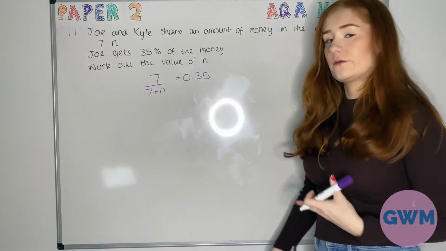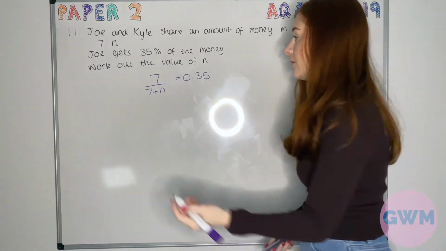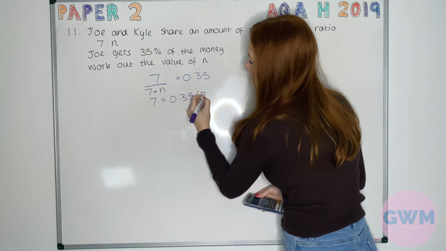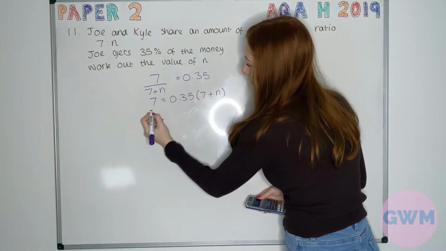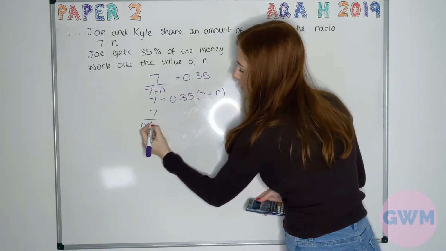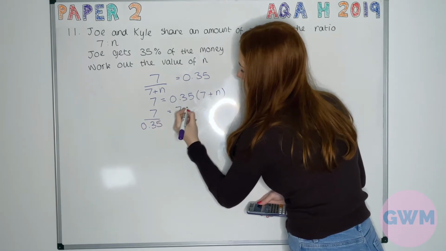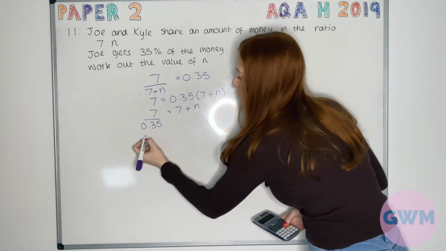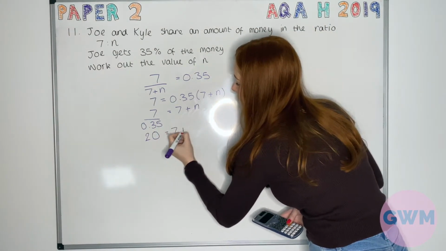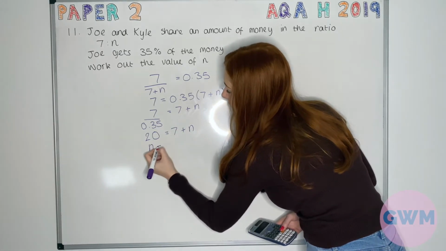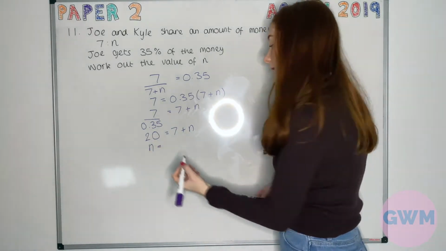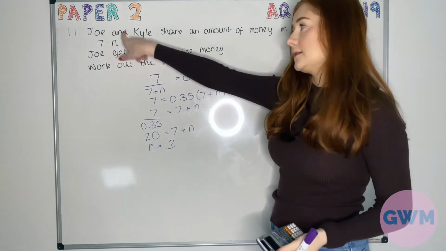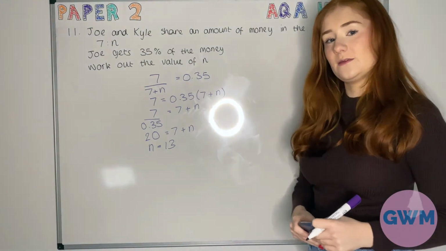I've written it here as a decimal, but 35% just equals 0.35. So now we've got an equation, and all we need to do is solve it for n. We can move the 7 plus n across and divide by 0.35. So we do 7 divided by 0.35, which equals 20. So 7 plus n equals 20. Move that 7 across: 20 minus 7 is 13. So Joe gets 7 and Kyle gets 13, so n is 13.